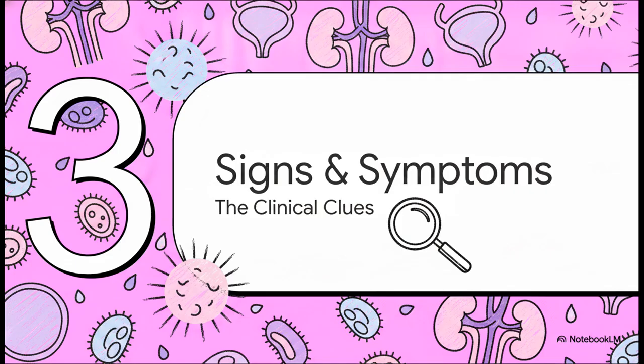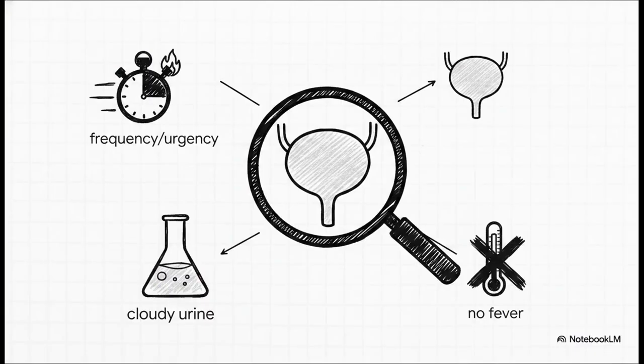All right, Section 3, signs and symptoms. Let's look at the clues. So if the infection is localized down in the lower tract, your patient is classically going to present with what we call the triad: dysuria, frequency, and urgency. If you see that, it strongly suggests acute cystitis. They might also complain of suprapubic pain or tell you that their urine looks cloudy or smells offensive.